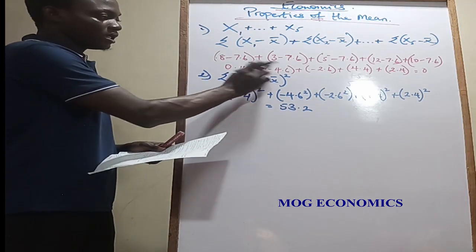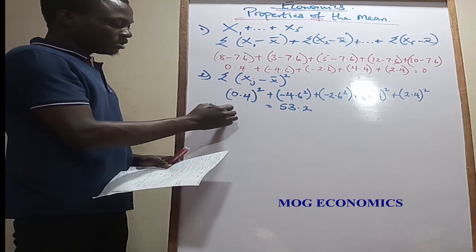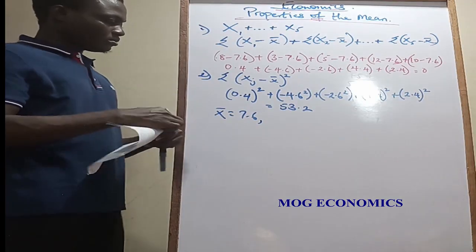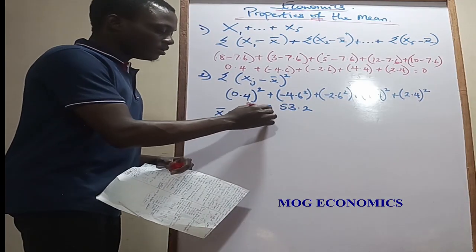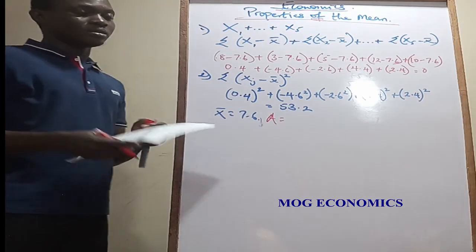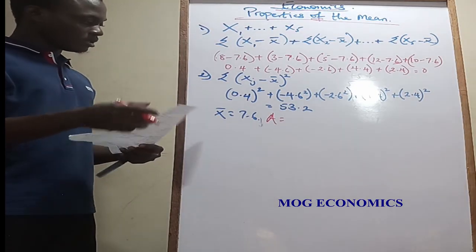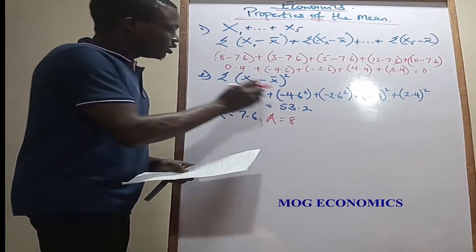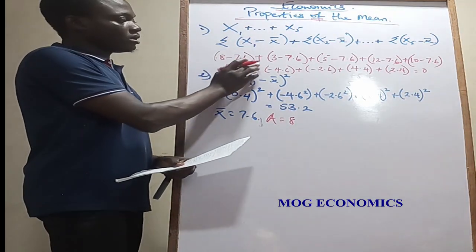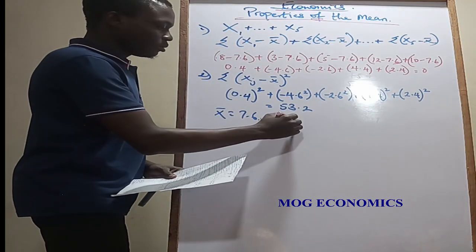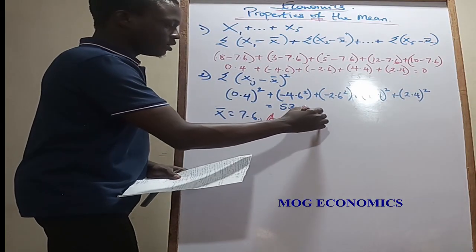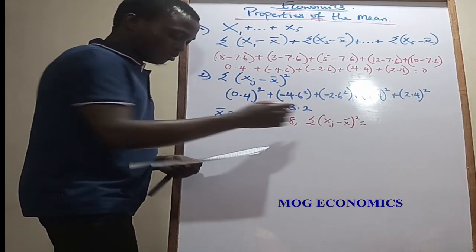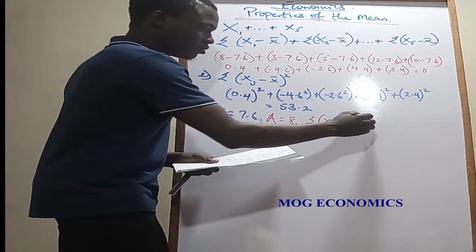So instead of x bar equals 7.6, let's say you use what I call an assumed mean. We're going to talk about it in lessons in the future. So let's say you use an assumed mean of 8. So here 8 minus 8, 3 minus 8, all of that. So your sum of squares of x minus a will be equal to 54.